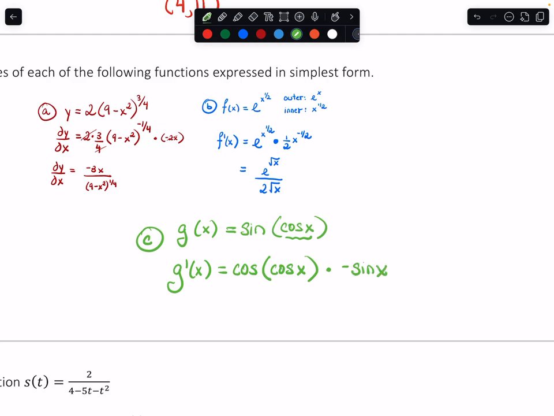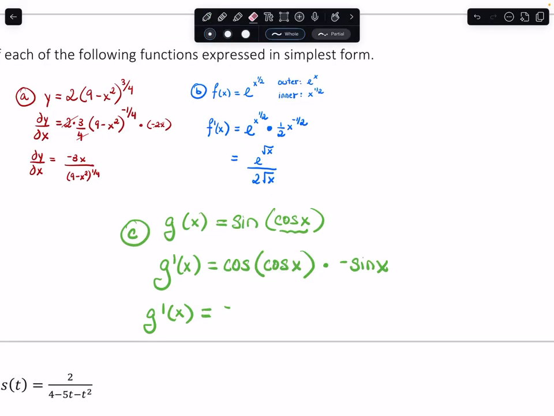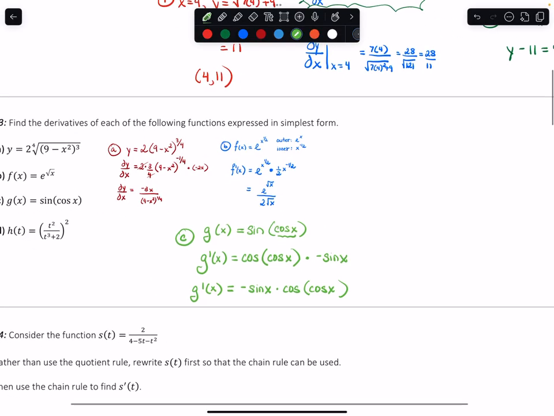That is my derivative. There's really not much I can do here in terms of cleaning up, because you can't multiply these things. I would probably have it written like this, and you'd probably see it written like this on a multiple choice as well: minus sine x times cosine of cosine x. Not much I can do there in terms of simplifying.